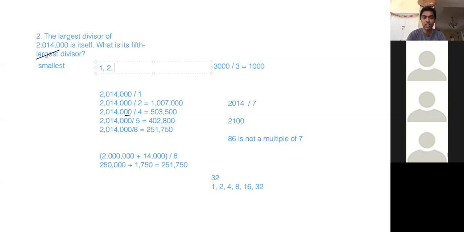Yes, we know it's even. Is 3 a divisor? We check that it's not. Is 4 a divisor? Yes. Is 5 a divisor? 6 and 7 we know aren't. 8 is. So the first step should actually just be this.